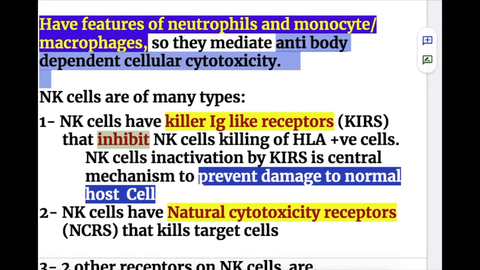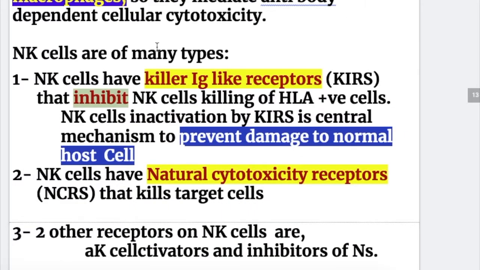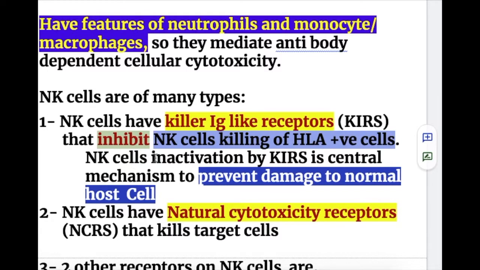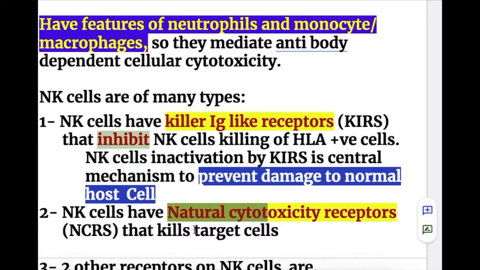NK cells have different types of receptors. Killer immunoglobulin-like receptors, KIRs, inhibit the killing of HLA positive cells. NK cell inactivation by KIRs is the central mechanism to prevent damage to the normal host cell. So killer immunoglobulin receptors prevent normal host cell damage. Number 2, NK cells have natural cytotoxicity receptors that kill the target cell.